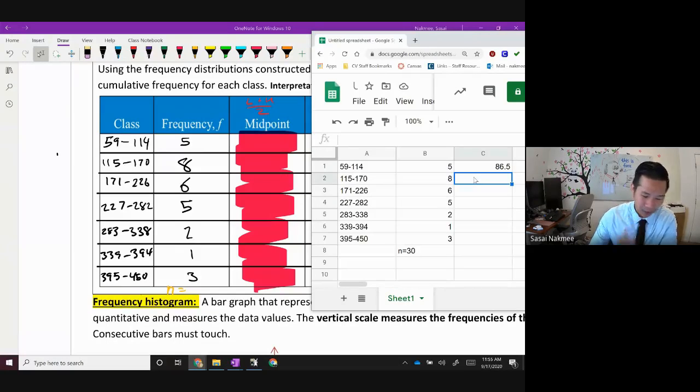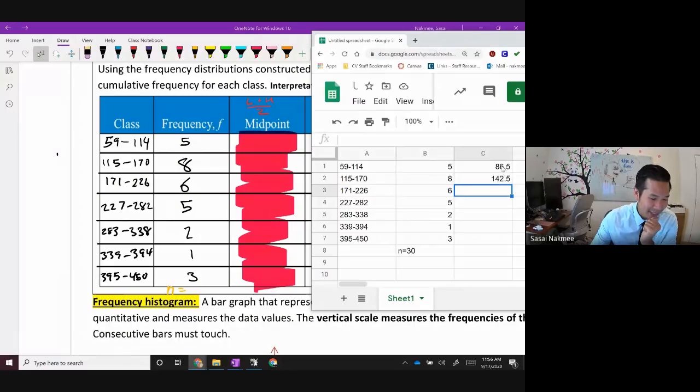I'm going to do the next one. I'm going to do the same thing. You hit equals, right? And I put it in parentheses. I'm going to add 115 plus 170 and then divide that by 2. And I'm hoping you guys got this as well for the second one. It should be 142.5.